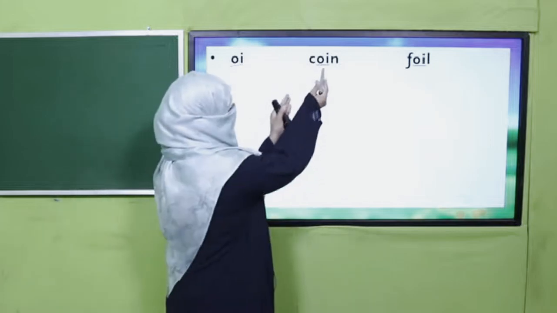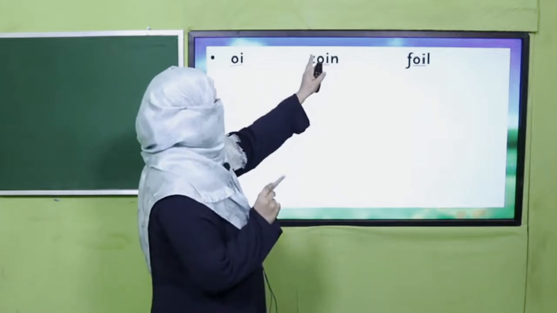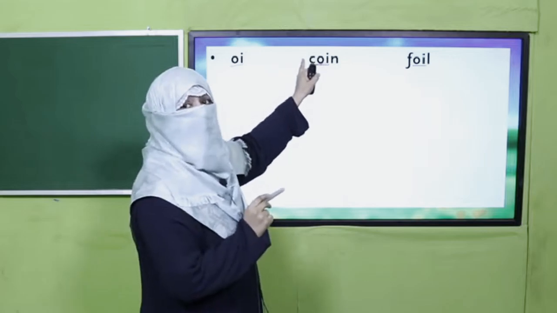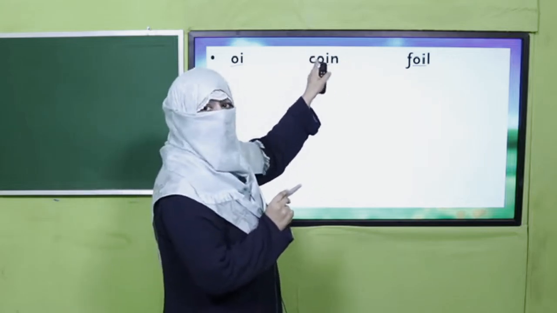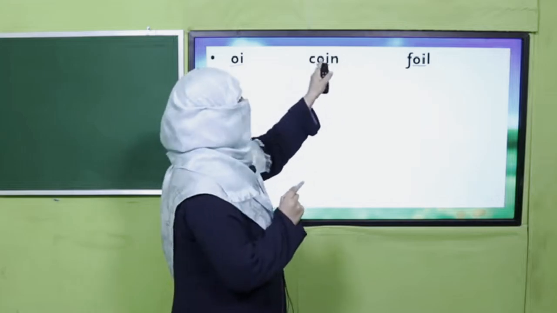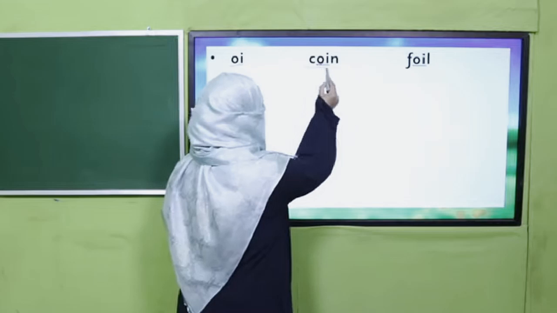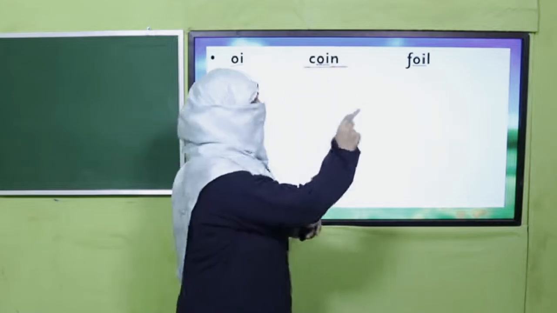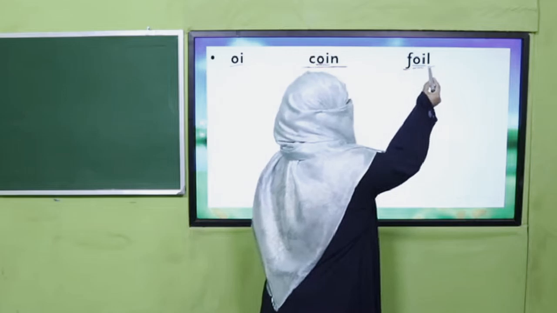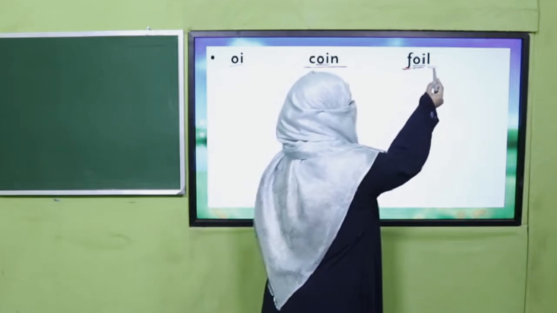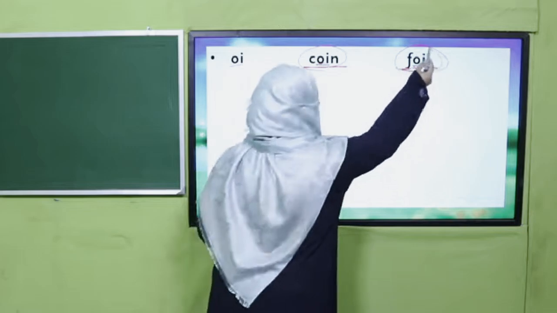So when you find it here in this word, before this diphthong, there is C. And what is the sound of C? K, k, oi, n. So what is this word? Coin. All right? Coin. Oi, l. Foil.